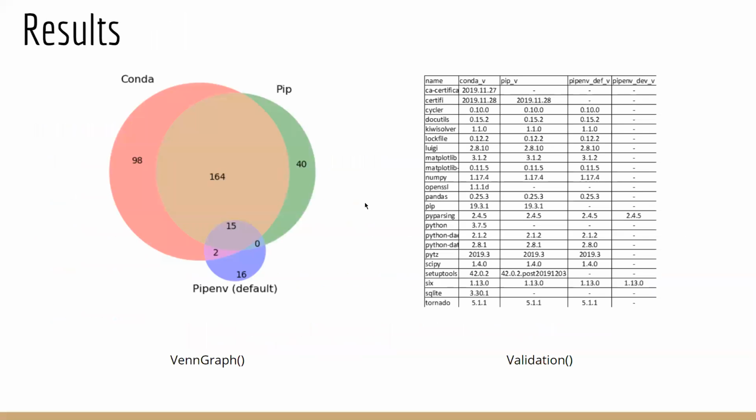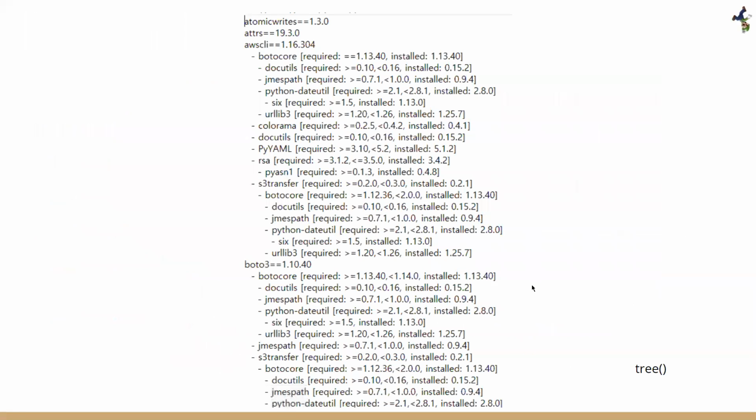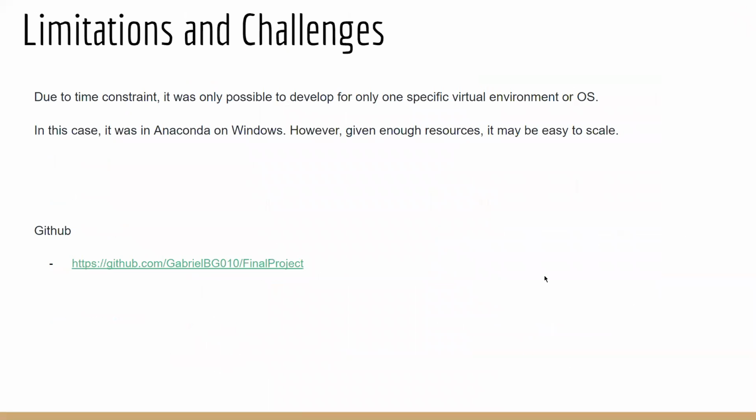Again, this is the end result, a screen capture of it. This is the product of the Venn graph. It's in task.py and validation. This is the tree.